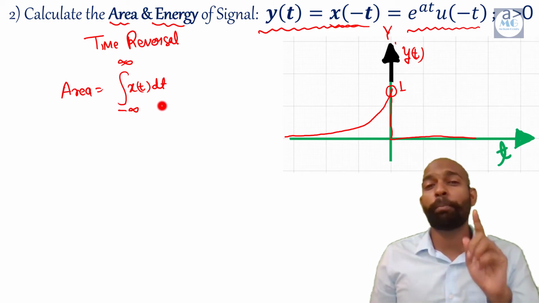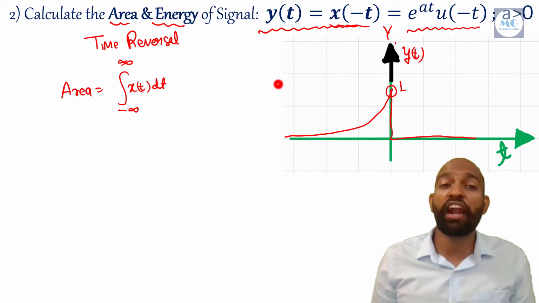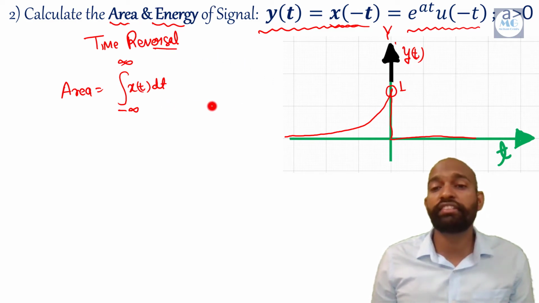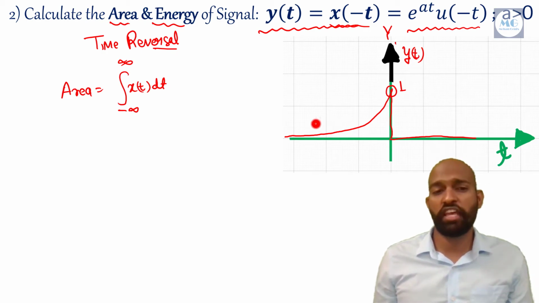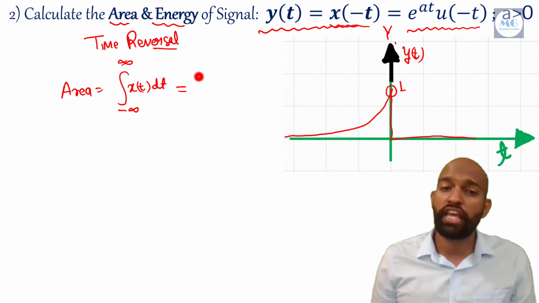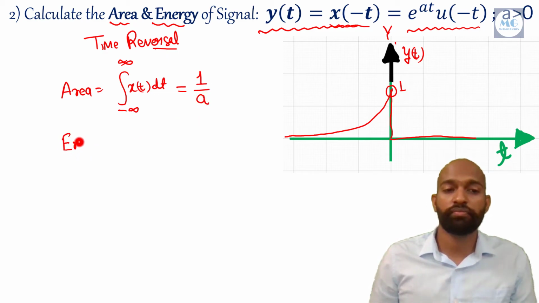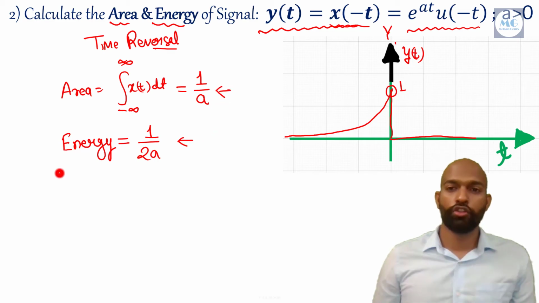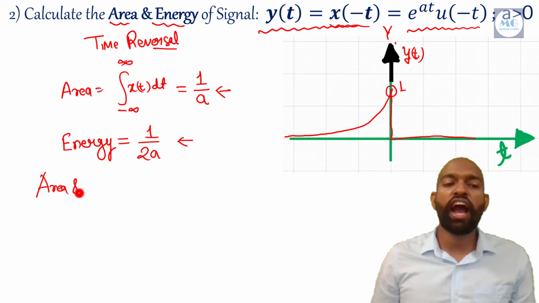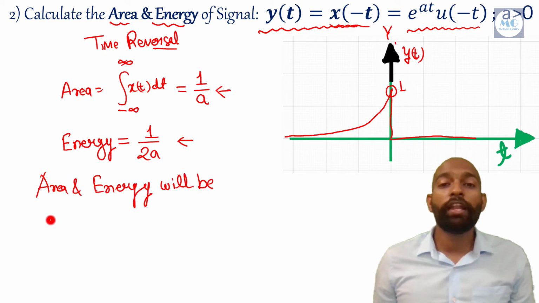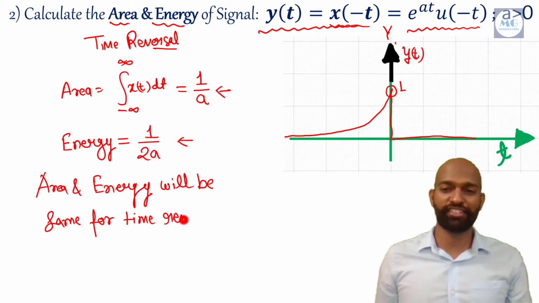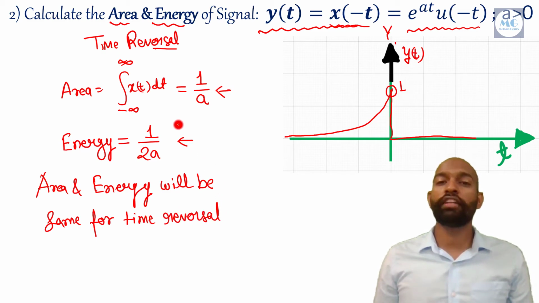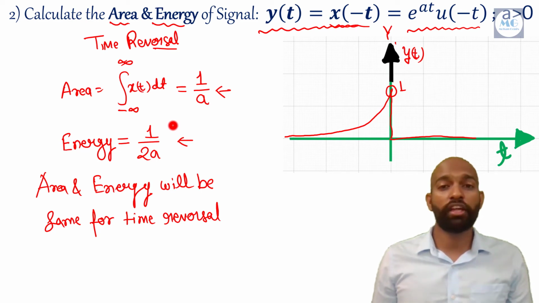But now I will tell you the property of area and energy regarding time reversal. For time reversal, area and energy will be the same. So its area will be the same as previous, which is 1 by a, and energy will be 1 by 2a, which is the same as our previous graph. So always remember that area and energy will be the same for time reversal. You can also check it with our previous method, that is with the formula.